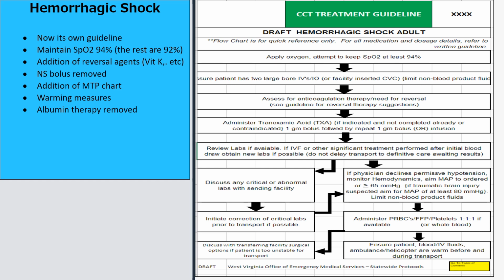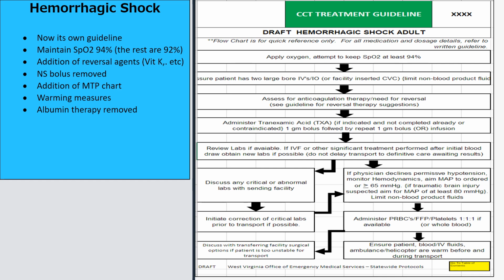We're going down the right side of the guideline. If the physician declines permissive hypotension, monitor hemodynamics. Aim for a MAP to ordered or greater than 65. If traumatic brain injury is suspected, aim for a MAP of at least 80.